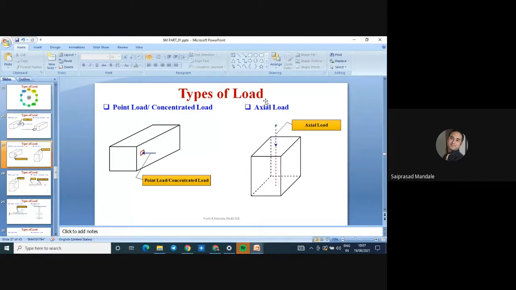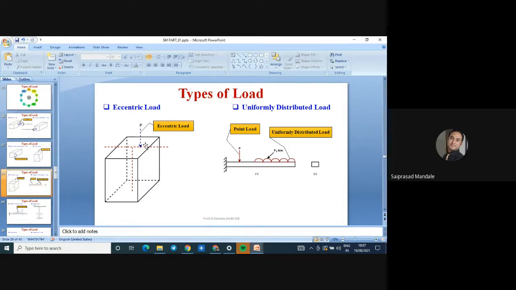Axial load. When the load is acting on the axis of the body, in that case the load is said to be an axial load. These two loads are important. When the load is acting at a point on a body, it is said to be a point load or concentrated load. And when the load acts on the axis of the body, the load is said to be an axial load.